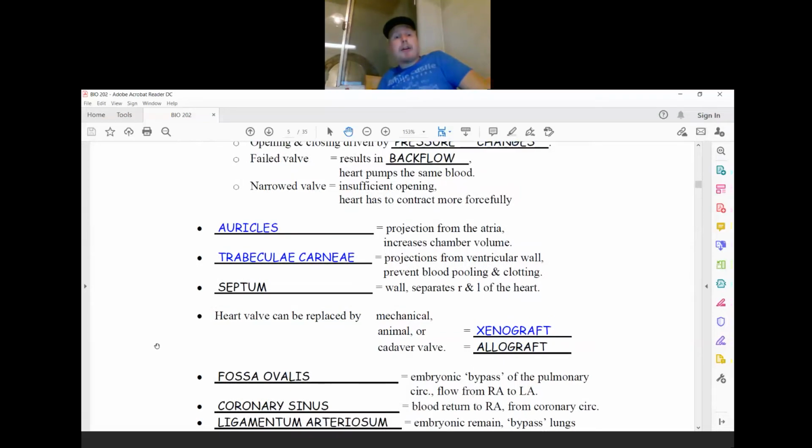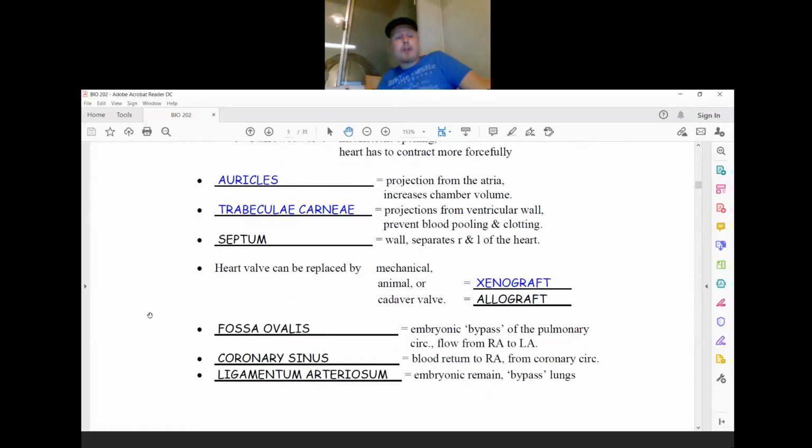A couple of other names and structures that I want you to be familiar with. There's auricles. These are the projections from atria. They're kind of empty sacs at the top of the atria. You can consider that their function is that they only expand when the atria is full of blood. So they give us a little bit of extra space for the atria by being there. And then when the atria is empty again, they get flat, they collapse.